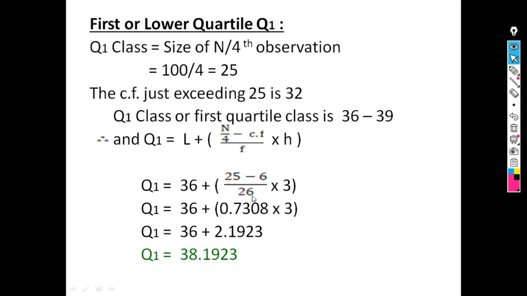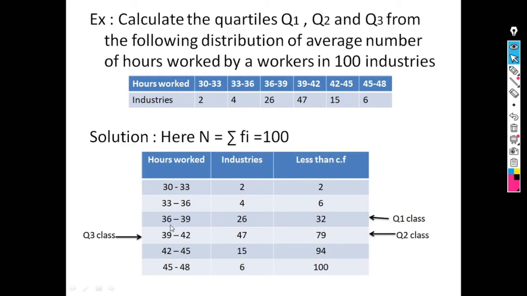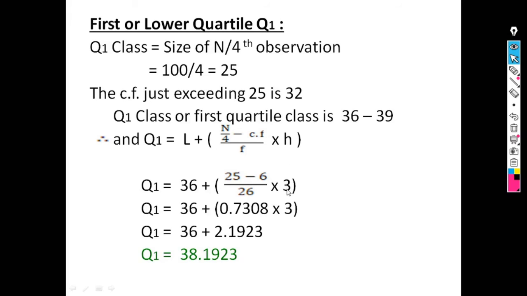So just substitute the value 26 into h. H is the class width. Class width is upper class boundary minus lower class boundary. So 39 minus 36, which is equal to 3. So the value of h is 3.